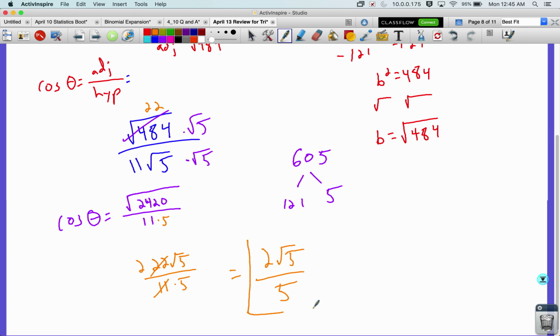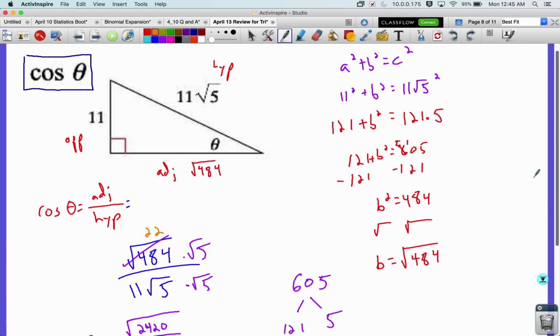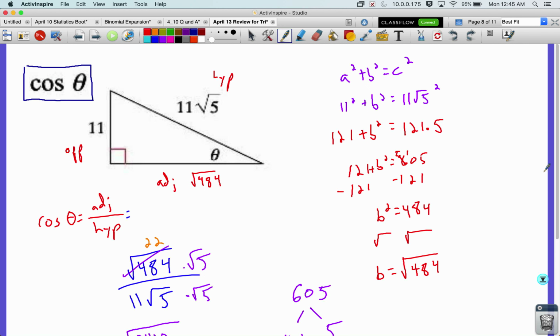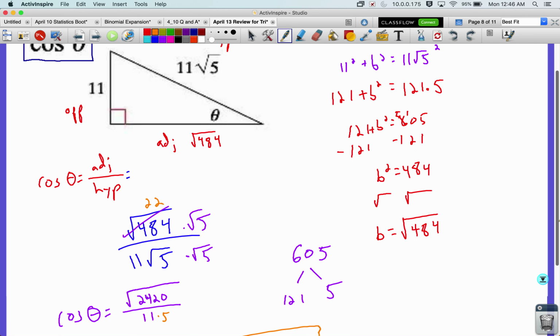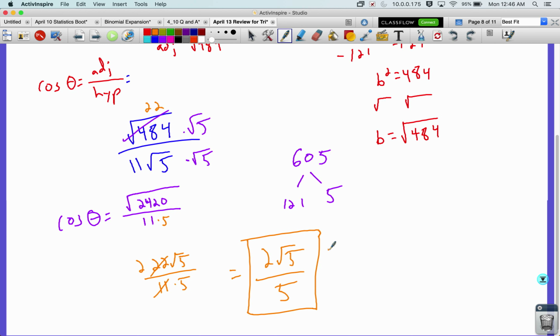Got to remember how to simplify our radicals. Was it obvious? Let's see. I guess at this step here, I shouldn't have combined these. I should have just taken the square root, and then I would have taken the square root of 121 times 5, and then I could have pulled out the 11. That would have been the absolute smartest way to do that, but this still worked out. Okay.